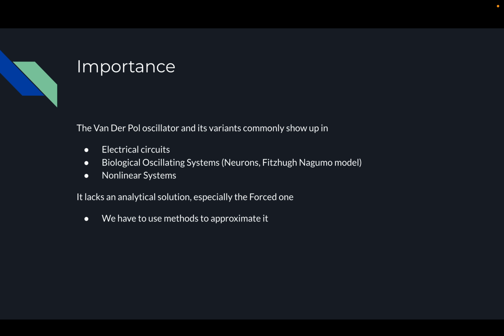Why does it matter? The Van der Pol oscillator and its variants commonly show up in many real-world applications, including RLC electrical circuits, biological oscillators such as certain vocal cords, and neuron activation models. The Fitzhugh-Nagumo model is a variant of the Van der Pol oscillator, and certain other nonlinear systems. And one of its key challenges is that it lacks an analytical solution, especially in regards to the forced Van der Pol oscillator, which means that we have to use various methods to attempt to approximate or solve this oscillator.